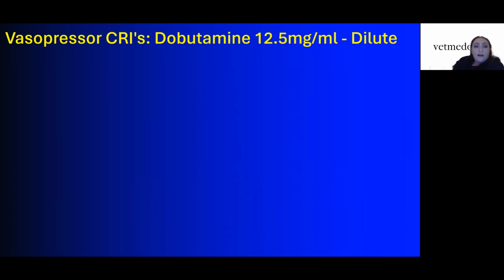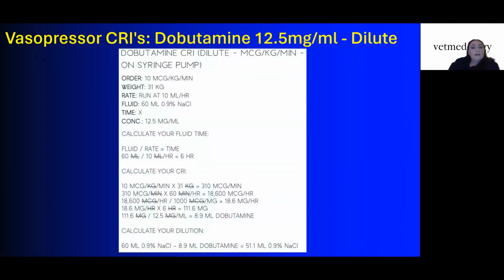All right, so dobutamine, 12.5 mg per mil dilute. Let's see, our order is 10 mics per kg per minute. Our weight is 31 kgs. Our rate is going to be run at 10 mils an hour. Fluid is 60 mils. And time unknown, but very easy to figure out. And 12.5 mg per mil is our concentration.